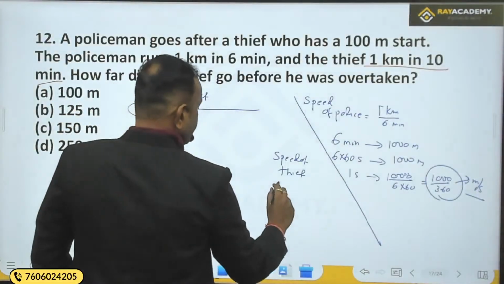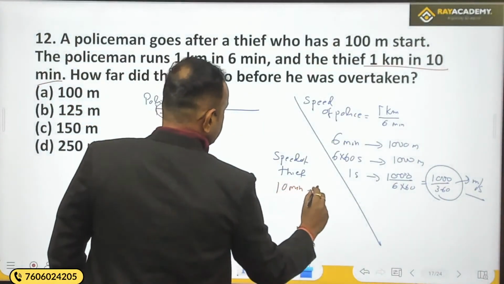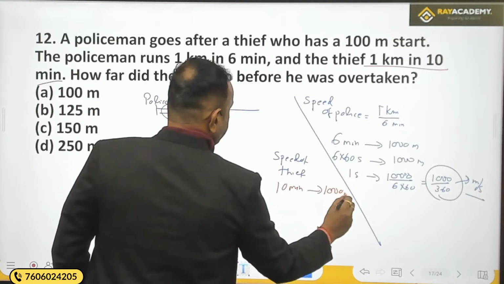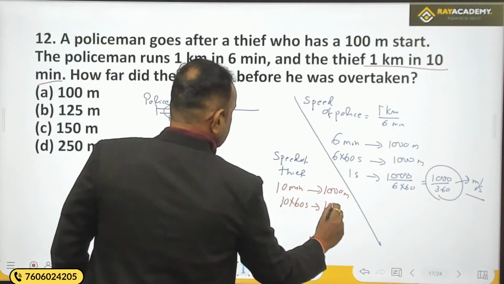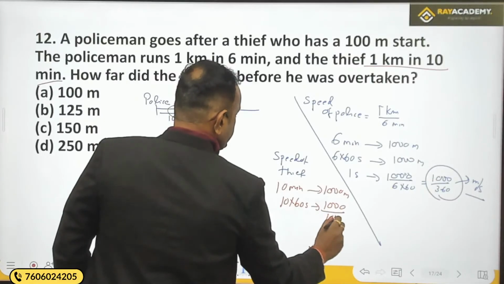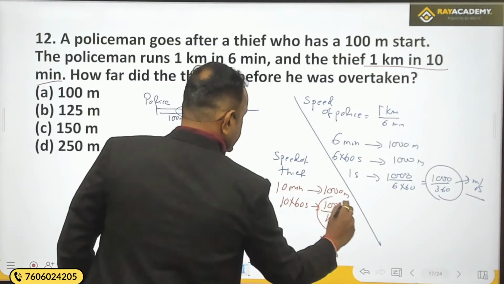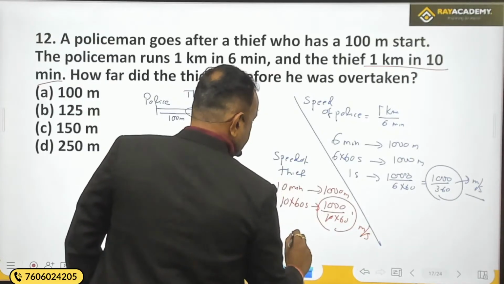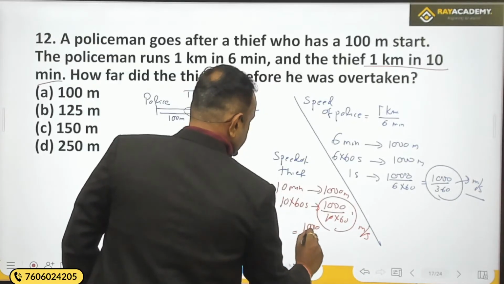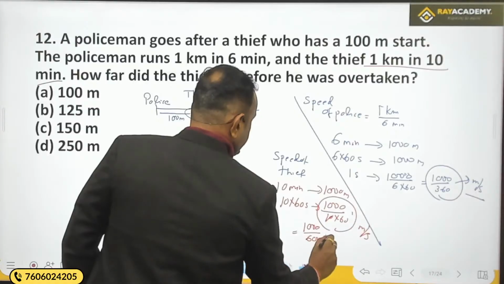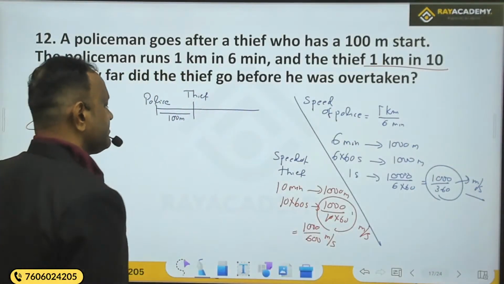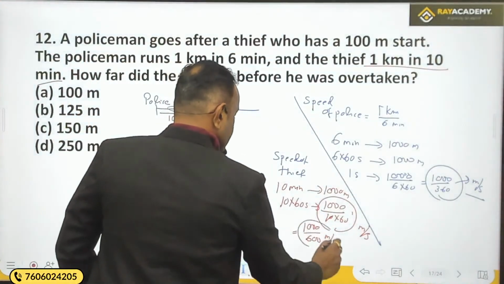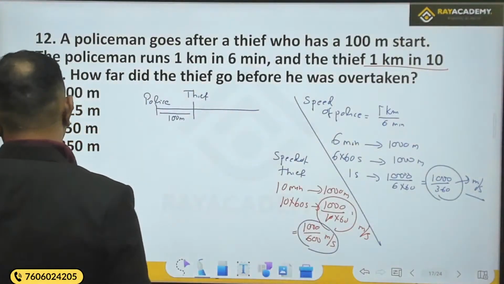So in 10 minutes it goes 1000 meters. In 10 into 60 seconds, how much does it go? That is 1000 by 10 into 60, so 1000 by 600 meter per second. Further calculation we will do later. The police speed is 1000 by 360 meter per second, and the thief's is 1000 by 600 meter per second.